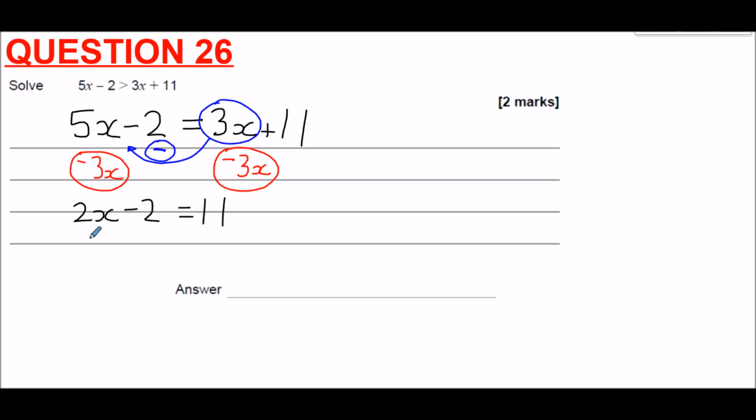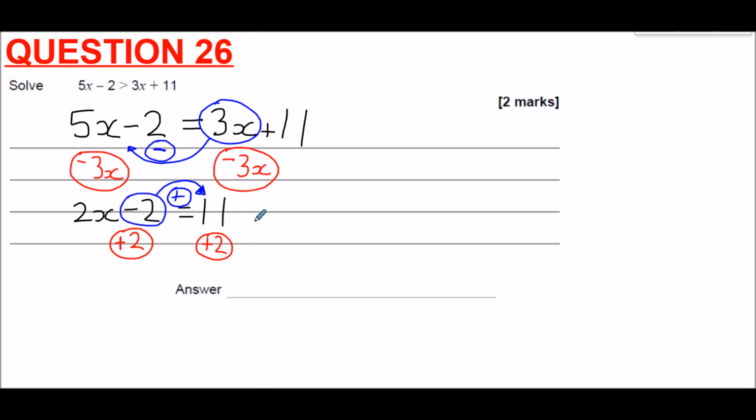Now this can be solved in quite a few different ways really, but let's just stick with the whole balancing method. So we want to get rid of this minus 2. How do we get rid of minus 2? We can do the opposite, which is plus 2. But if we add 2 to this side, we need to do the same over here and add 2 to this side. Again, what it looks like is happening is a minus 2 swaps side and swaps sign to a plus.